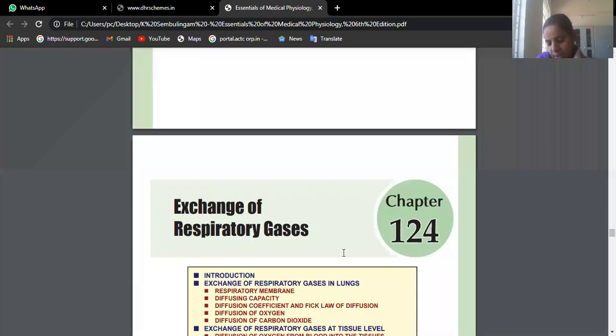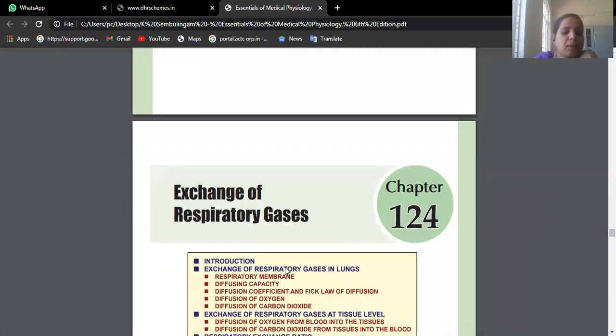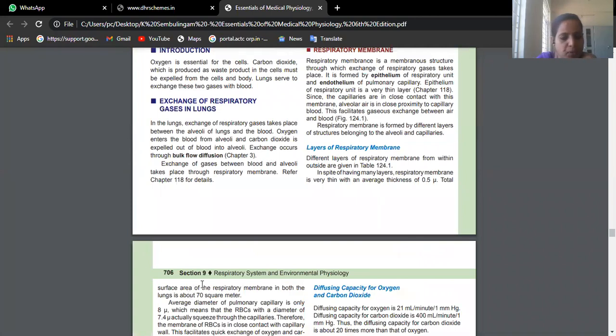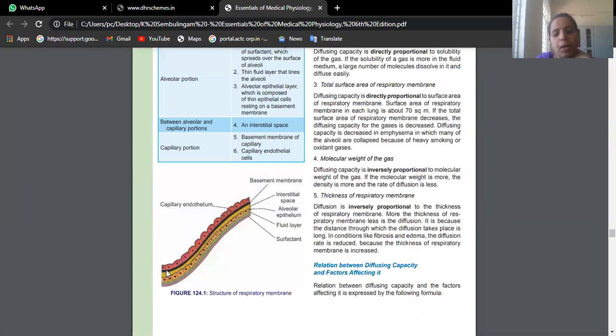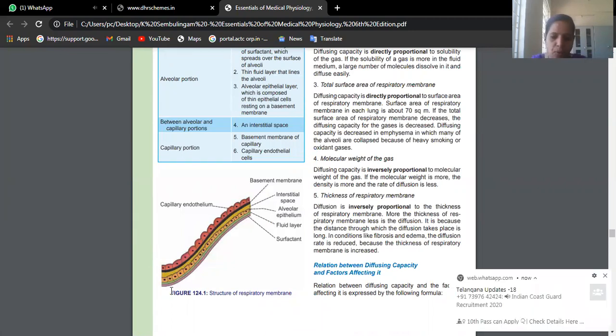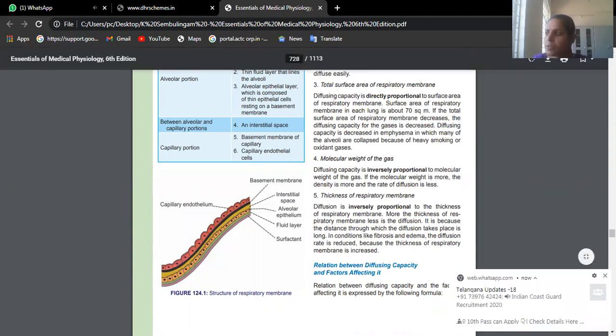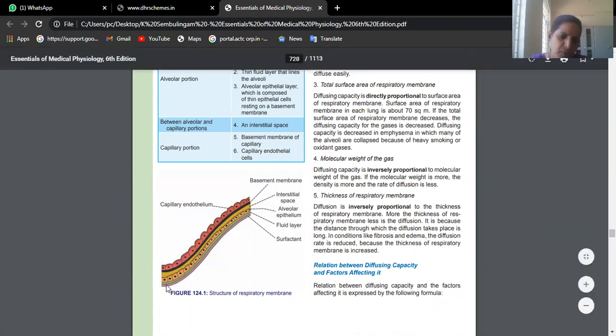Exchange of respiratory gases. This is the question we have. In this topic, what we should know first of all is the respiratory membrane. How does it look? That's what he is asking us to draw. So the respiratory membrane, if you look, this is the alveolus.